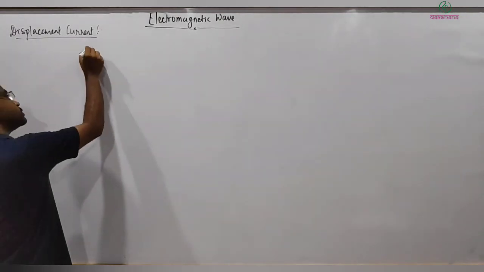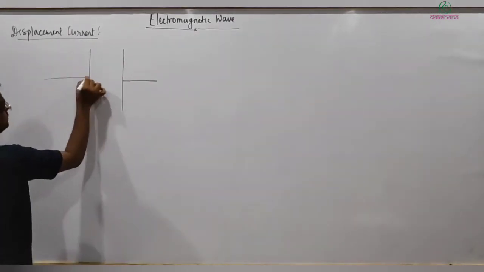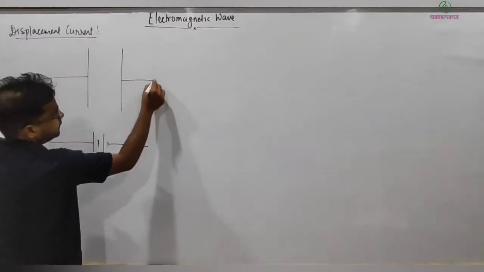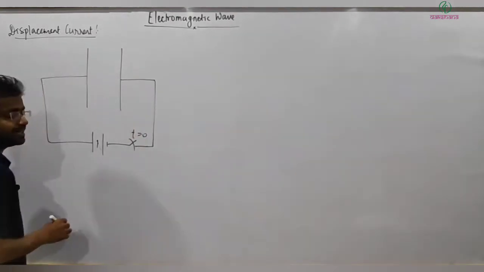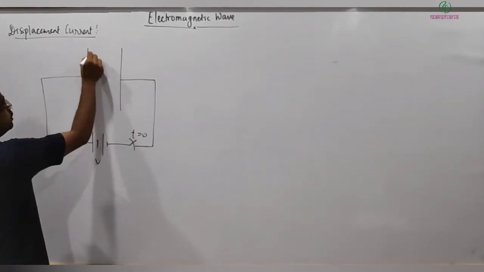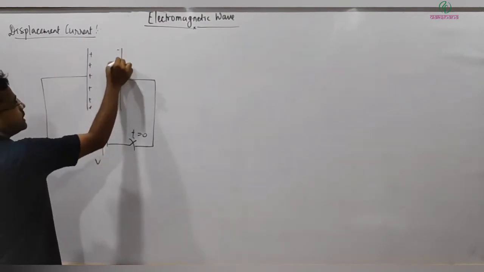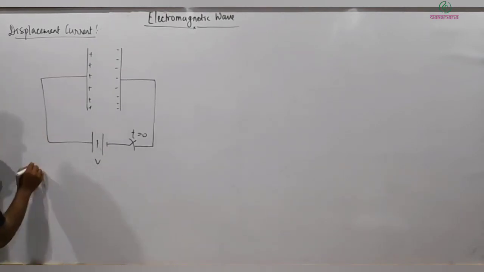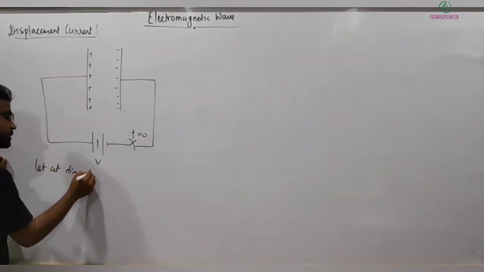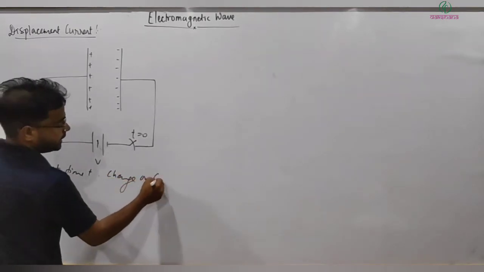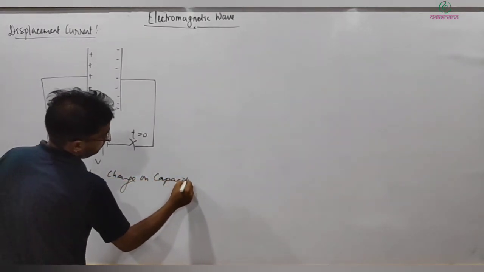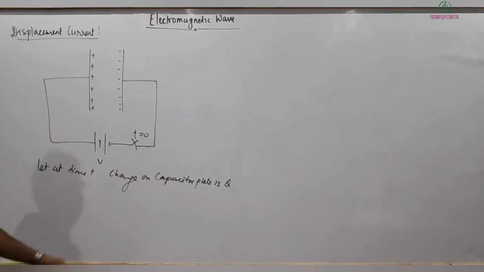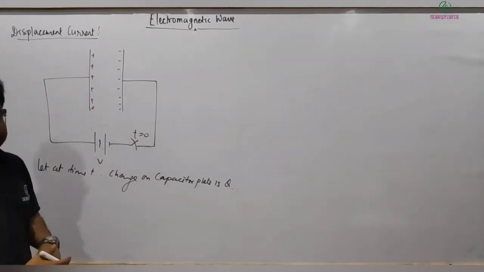See it here. Now what is happening: this is a capacitor plate connected to a battery and switch, and let's say the switch is on at t equal to 0. Initially the capacitor was uncharged, then it will start charging, and let's say at time t the charge on the capacitor plate is Q. Because it's charging, Q will be changing, right?